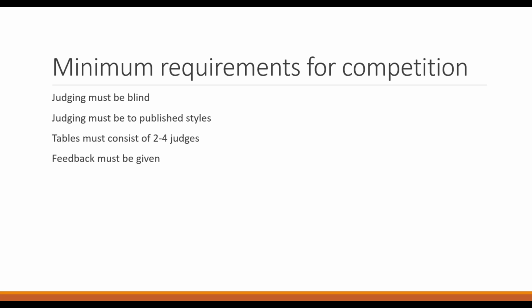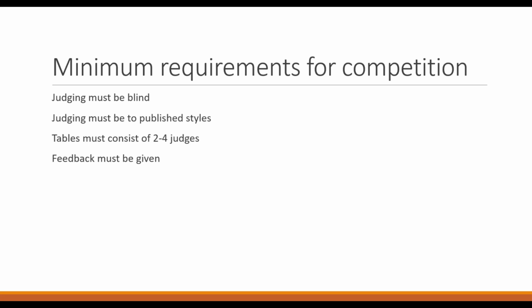In other words, the judges do not know whose beer it is. They must not at all know or be able to figure out who entered that beer. It must be to a style. It says published styles. Obviously, the BJCP's own style is one, but there are a couple of other styles around, and as long as it's available and understood by the entrants and the judges, then that's fine. It can be used.